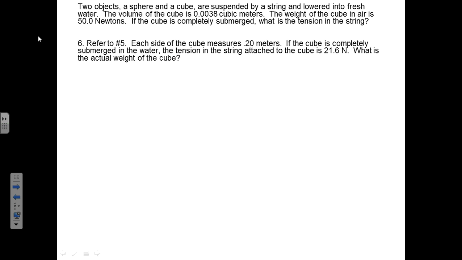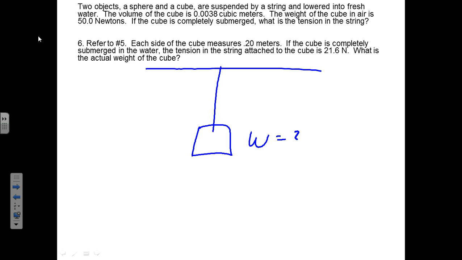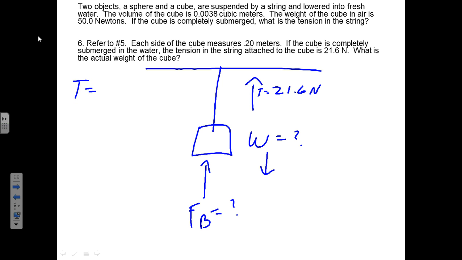All right, so again, let's draw it out. We know we have some weight, but we don't know what that is. We know that's acting down. We know we have some tension, and that tension is 21.6 newtons. That's pushing up. We also know we have a buoyant force pushing up. We don't know how much that is. And from the last problem, you should remember that the tension in a problem like this is going to be equal to the difference in the weight and the buoyant force.